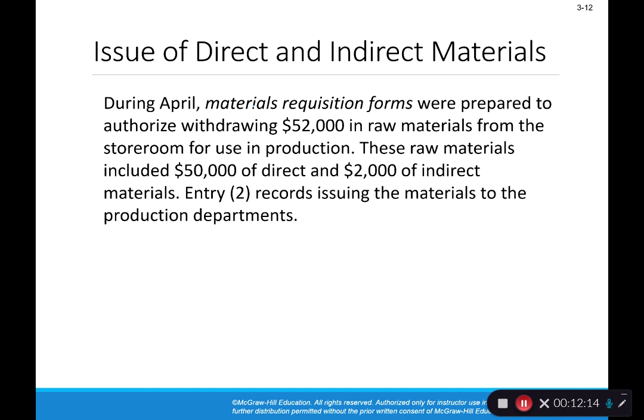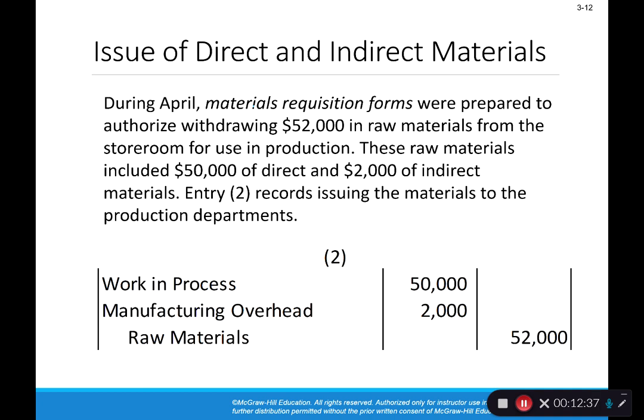Moving on, we're now going to use materials. So a materials requisition form tells us how much is being used. 52,000 in total is being used. 50,000 is direct, 2,000 is indirect. So we should remember from moments ago that the direct materials go right into WIP, the indirect go into overhead. The total 52 is going to come out of our raw materials.